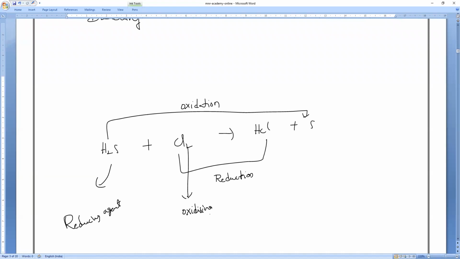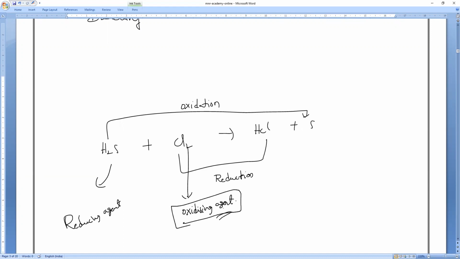Chlorine is the oxidizing agent. So what do you mean by oxidizing agent? Either it needs to supply oxygen or it needs to help remove hydrogen. Understand? Either supply the oxygen or help remove the hydrogen. That is what we call an oxidizing agent. Am I right or wrong?